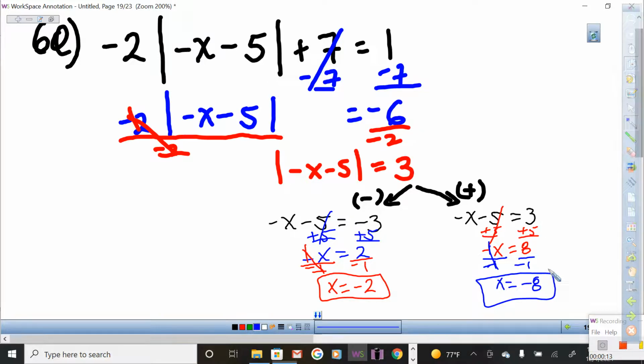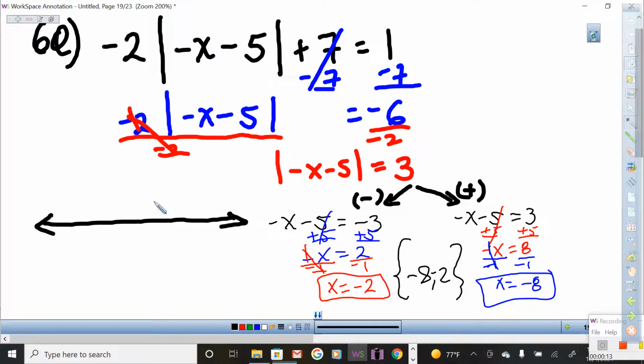All right, am I done? Pretty much, but let's write it in set notation. So solution set. What's the smallest of the two? -8, comma, and then -2, and close your solution set. And then at the end, we just plot our solutions. Here we go. Graph a number line. -2 is right there. Plot your points. And -8 over here. Plot your points. And that's how you do example 6.